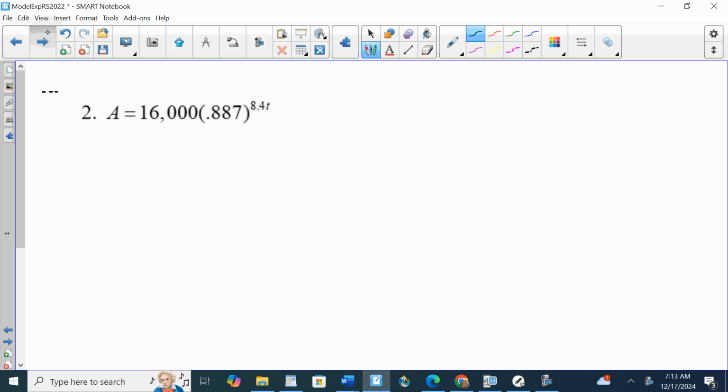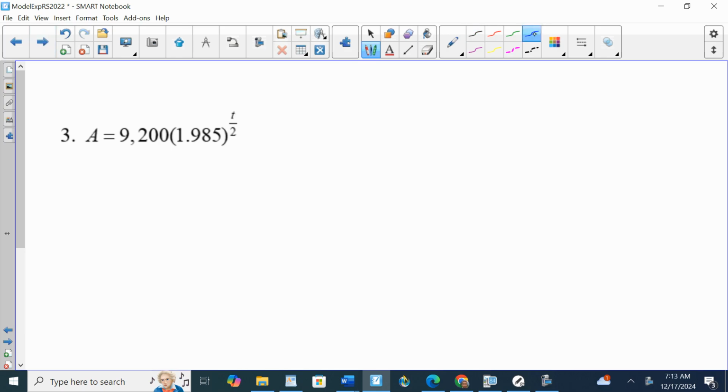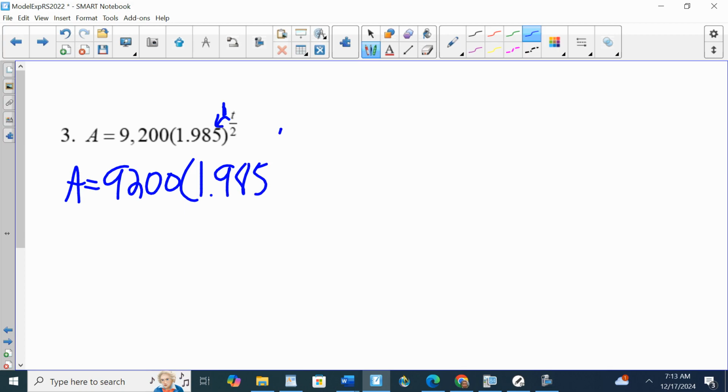Let's start with number 3 here. I want to find the growth or decay rate. In order to do that, I need just t in the exponent. So whatever I have with t, in this case 1/2 is with t, I have to absorb into the exponent. So it becomes a equals 9200 times 1.985 to the 1/2 to the t. I want just t in the exponent, whatever's with it, I absorb into the parentheses.